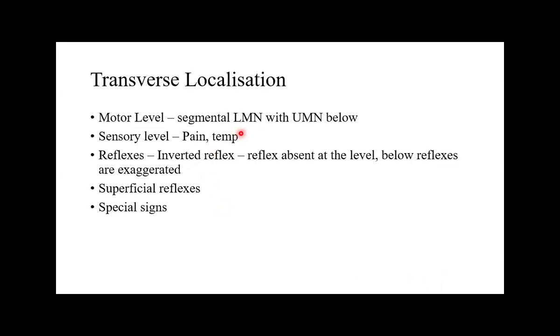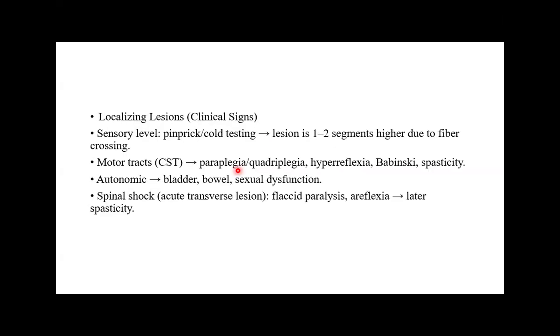In transverse localization, we'll mainly see the motor level, that is a segmental element with the UMN below, and the sensory level based on pain, temperature, and vibration. Reflexes will be absent at the level, and below the level the reflexes are exaggerated. Then we look at superficial reflexes and special signs. Sensory level is mainly pain and temperature. Usually the lesion is 1 to 2 segments higher due to fiber crossing, as we know spinothalamic tract fibers cross 1 to 2 levels higher.